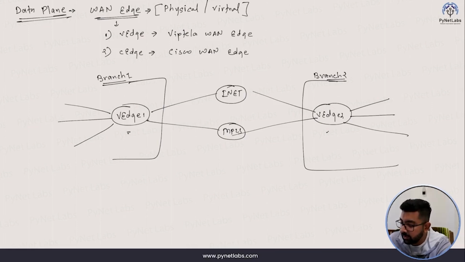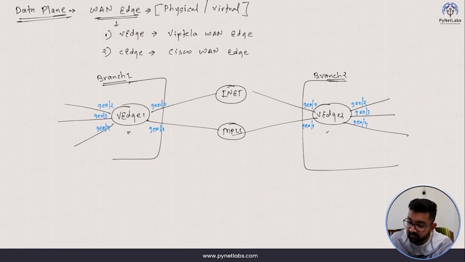Let's name them, assuming that this is GE0/0. This is GE0/1. Then this is GE0/2, GE0/3, GE0/4. Similarly, we have GE0/0, GE0/1, GE0/2, 0/3, and 0/4.